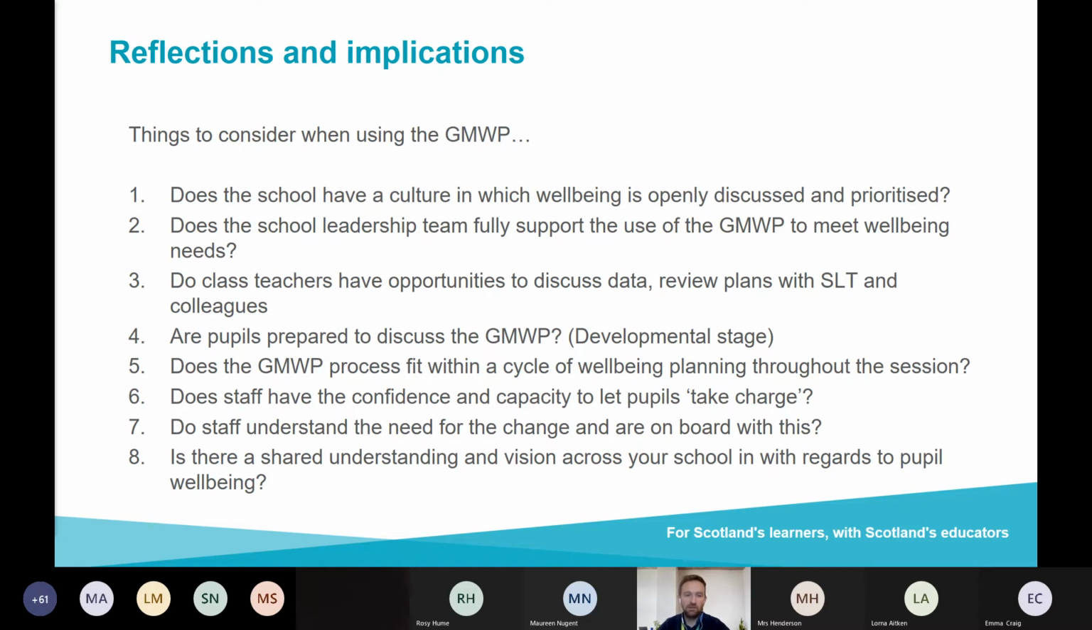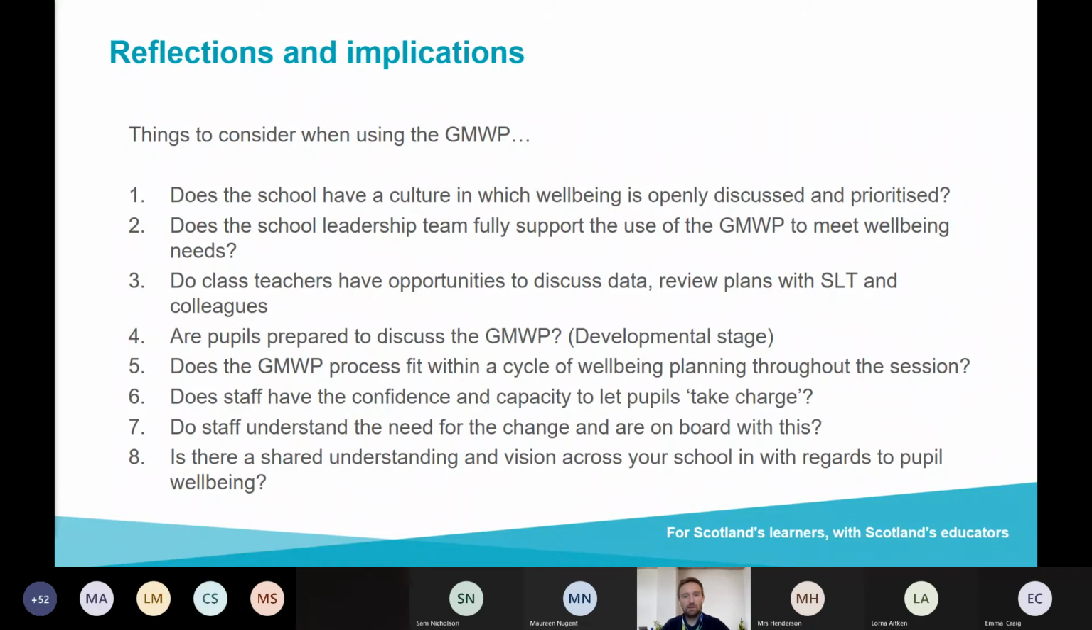Do you as a school leadership team fully support the use of the GMWP? And are pupils prepared to discuss the data in GMWP? Are you ready as a school for those sort of conversations? And does staff understand the need for change and are on board with the use of this tool?